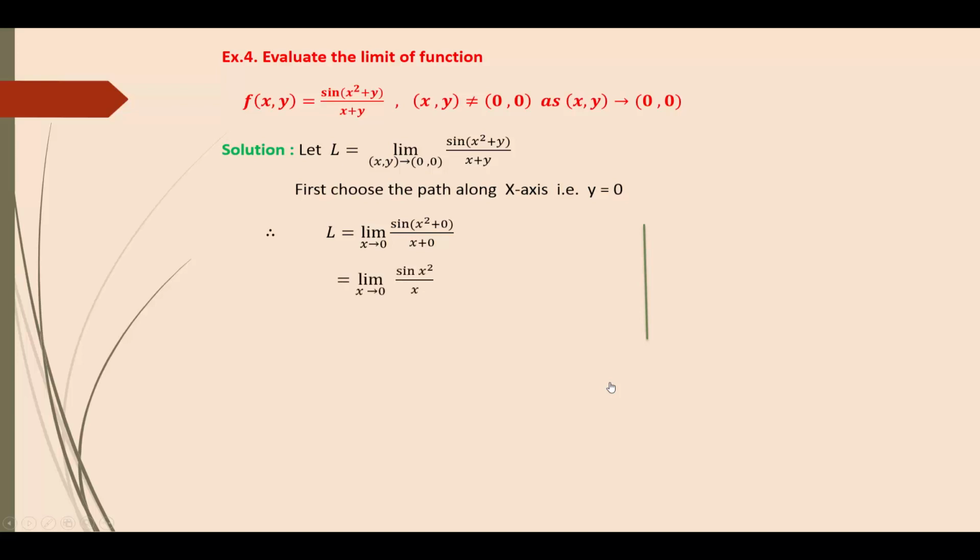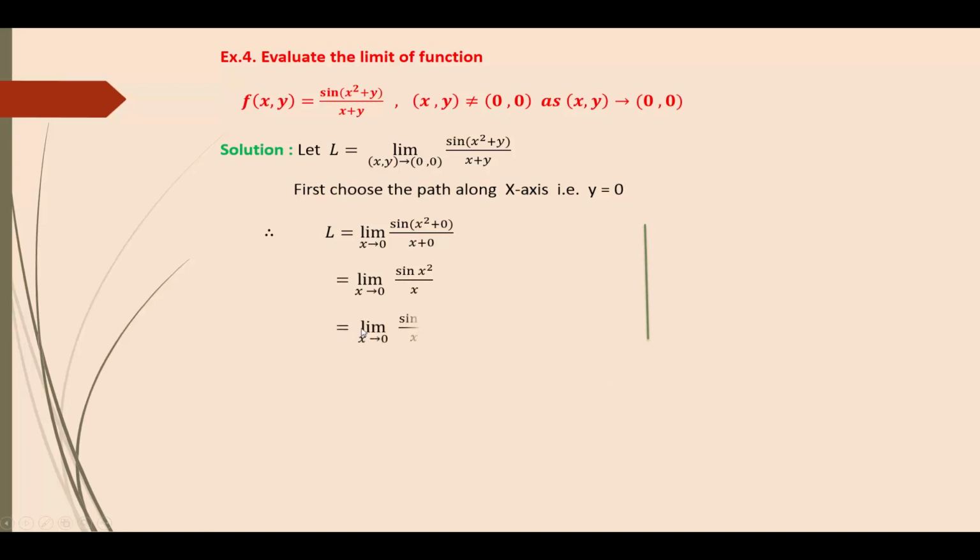sine x square upon x, which is equal to limit as x tends to 0 of sine of x square upon x square, divide by x square, so multiply by x. Because here is original x, so we divide by x square, so into x. Now we know the formula, sine x square upon x square is 1. Limit of sine x square upon x square is 1 and limit of x is 0. So 1 into 0 is equal to 0. Denote this as equation number 1.